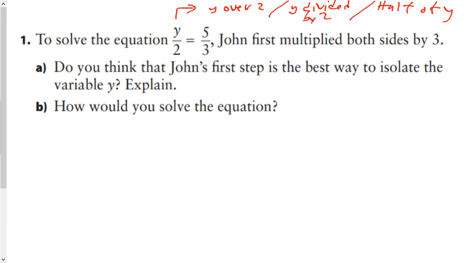John first multiplied both sides by 3. Oh, John. Oh, John. Why would you do such a silly thing? Do you think that John's first step is the best way to isolate the variable y? Explain. And the answer obviously is no, because I groaned.